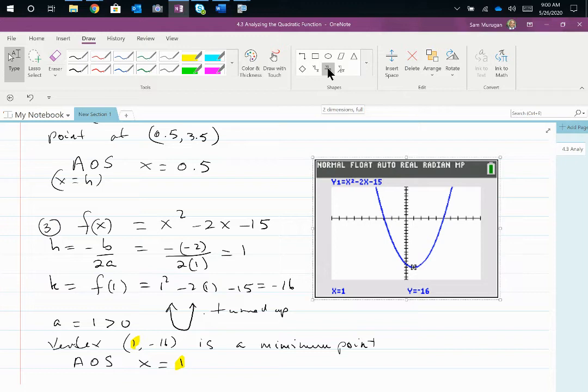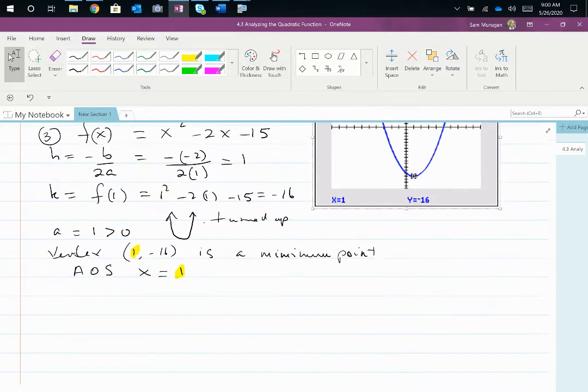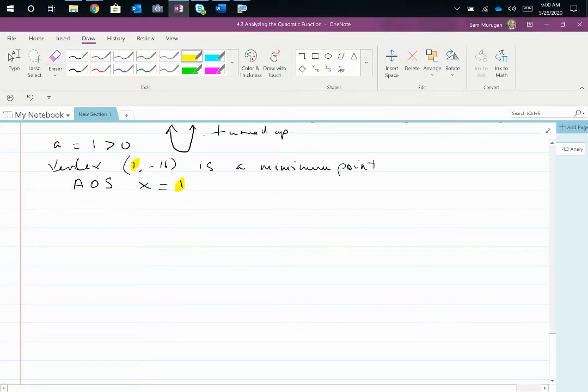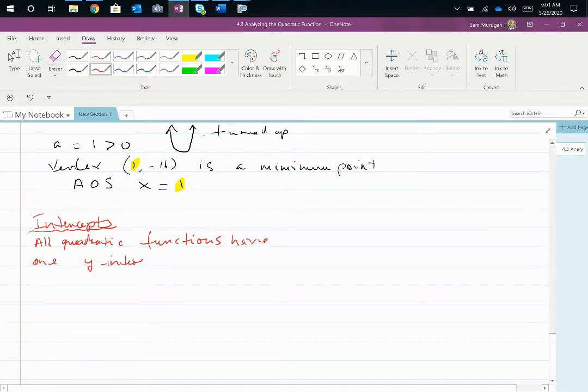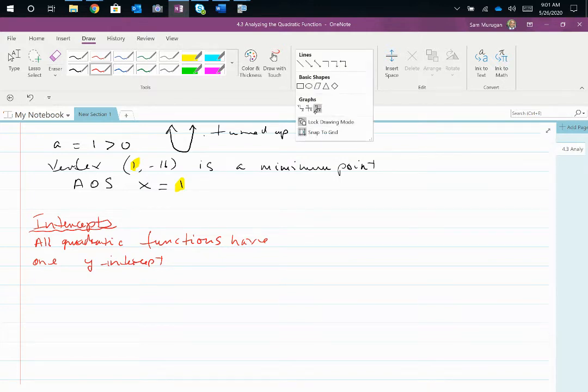All right, the next thing I want to talk about is the intercepts. And we've already discussed intercepts in previous chapters, so this is just a quick refresher. Intercepts: all quadratic functions have one y-intercept. And let's see what's happening here.